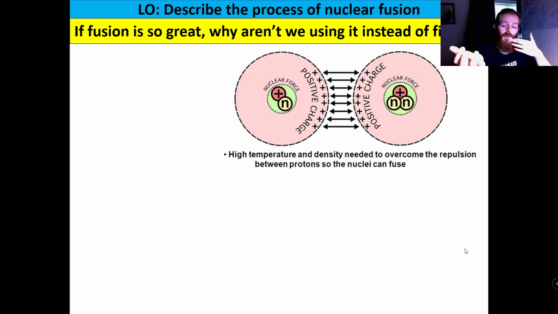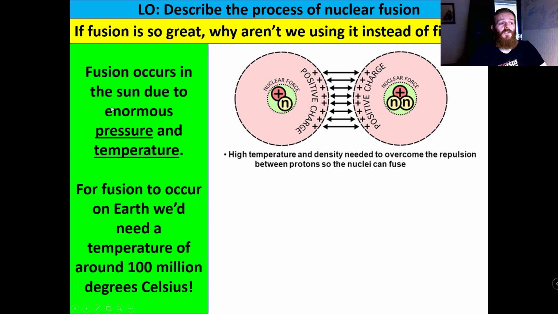Now I'm sure at some point in your life you've taken a couple of magnets, pole to pole, like north to north, and you've tried to push them together and you felt that force of repulsion. The force of repulsion between two magnets is basically nothing compared to the force of repulsion between two positive or two negative charges. You try and force them together and you aren't going to be able to do it, essentially, not on Earth as it currently stands, not easily anyway, okay? So high temperature and density is needed to overcome the repulsion between protons so the nuclei can fuse. This is happening in the sun, but it's happening in the sun because of insane temperatures and massive pressures. That makes it possible to actually physically force these things together. On Earth, it isn't that easy, okay?